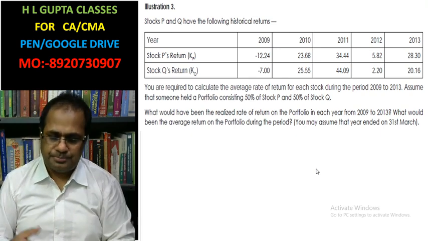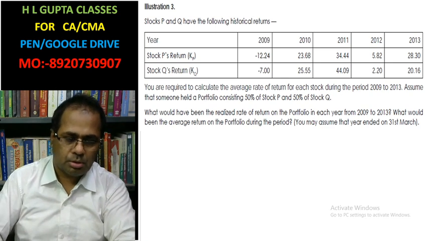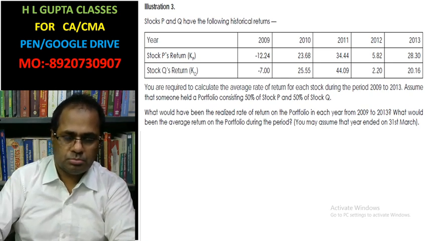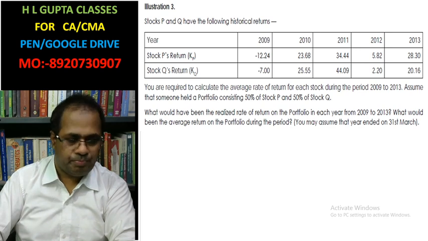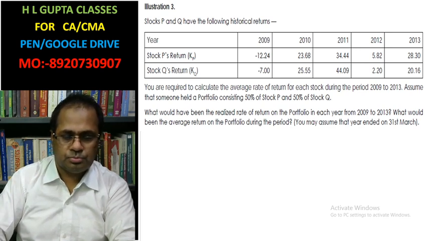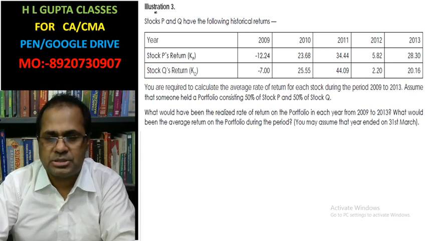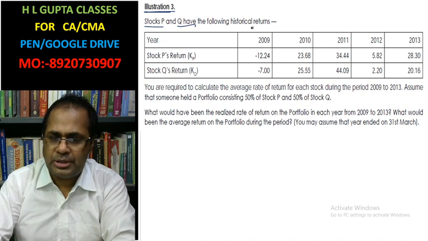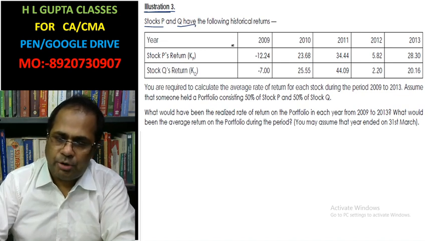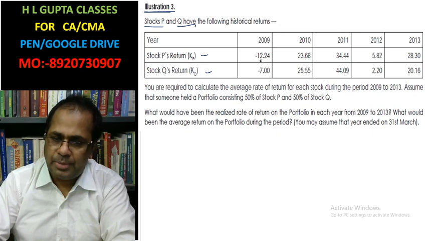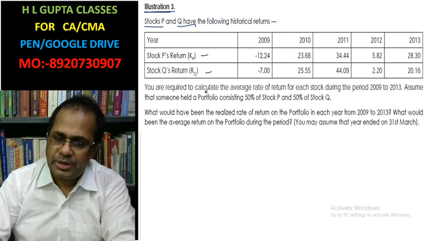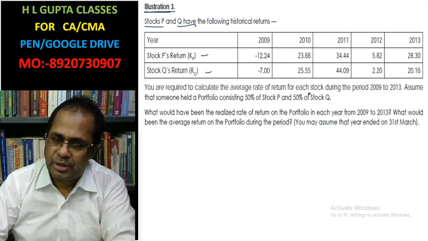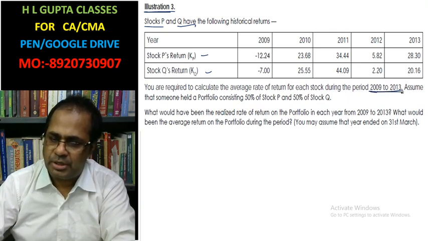Please read the question. Illustration number 3. Stocks P and Q have the following historical returns. The returns of stock P and stock Q are given, minus 12.4% and so on. You are required to calculate the average rate of return for each stock during the period 2009 to 2013.